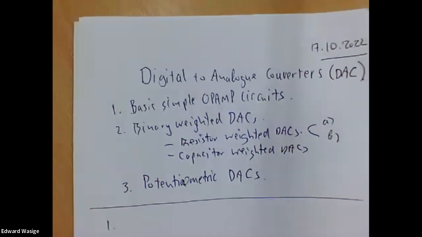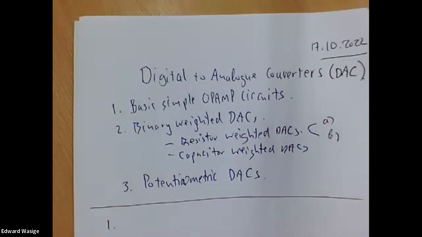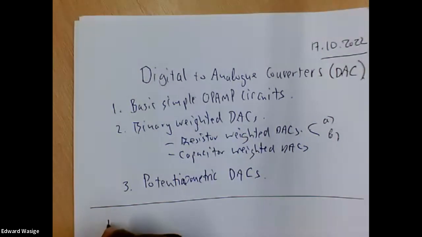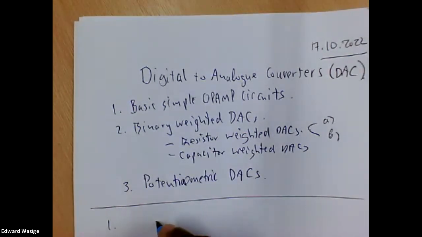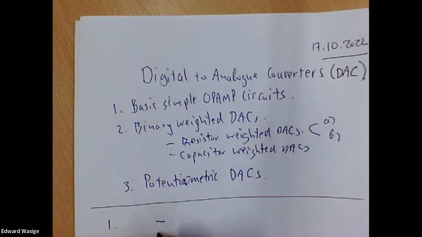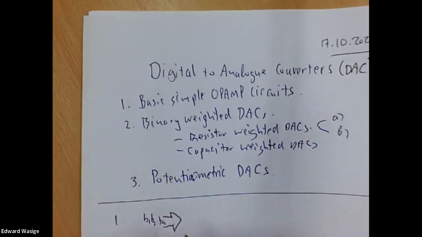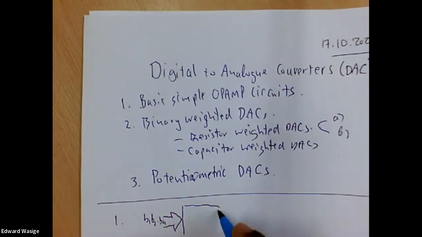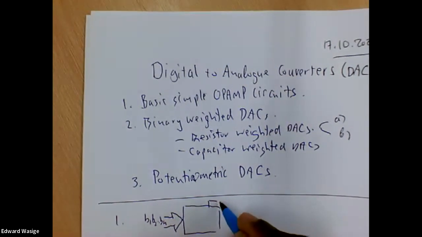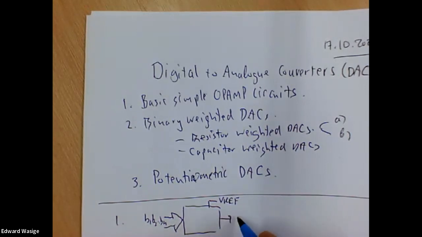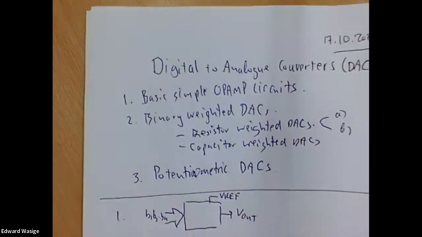So the first one, before the first one, just as a reminder what a DSC is. A DSC takes a digital input, B1, B2 to Bn. If we put this into a DSC, and the DSC will have a certain reference voltage, then we'll have an analog output.